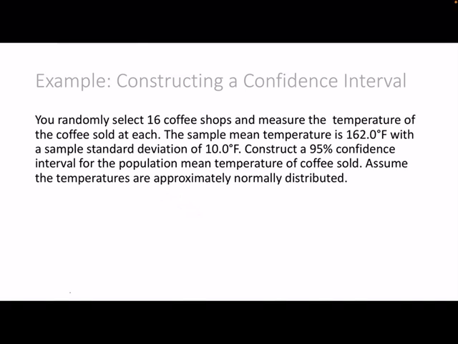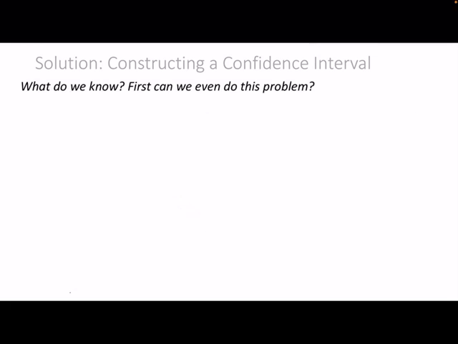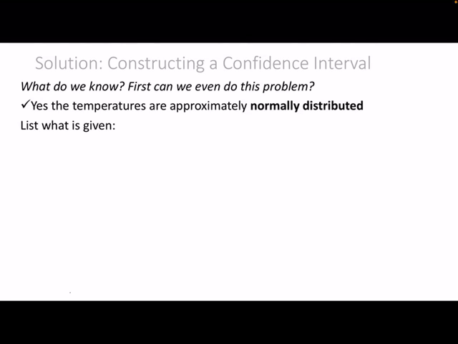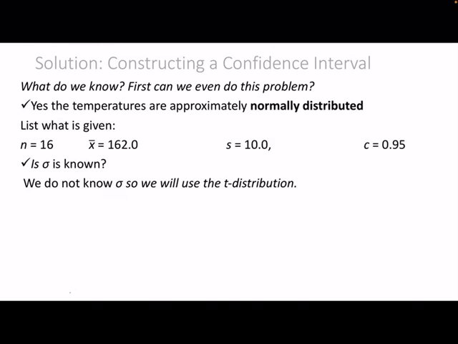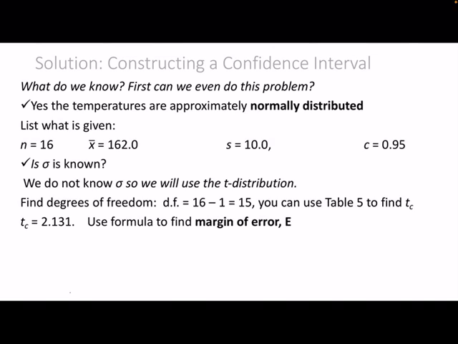So right now, I'm going to go ahead and flip to the next slide. What do we know? We should already have this written down. We know it's normally distributed, and that's why we can even do this problem in the first place. These are all the things I wrote down. This is my point estimate, and I'll use it a little bit later on. But since we do not know the population standard deviation, I would use the t-distribution table, and I need to know my degrees of freedom, which is n minus 1. My sample size minus 1 is 15.